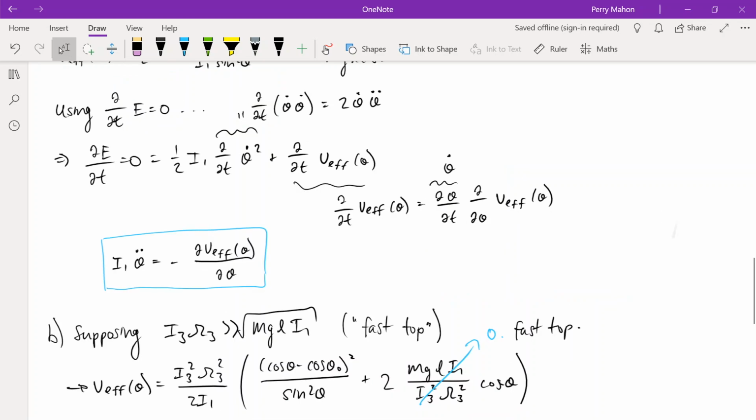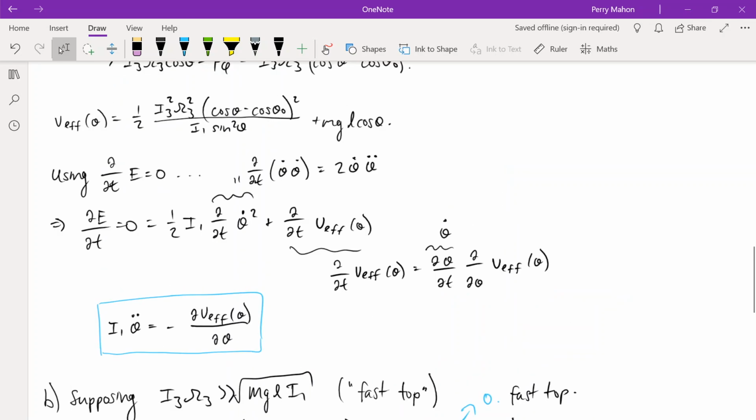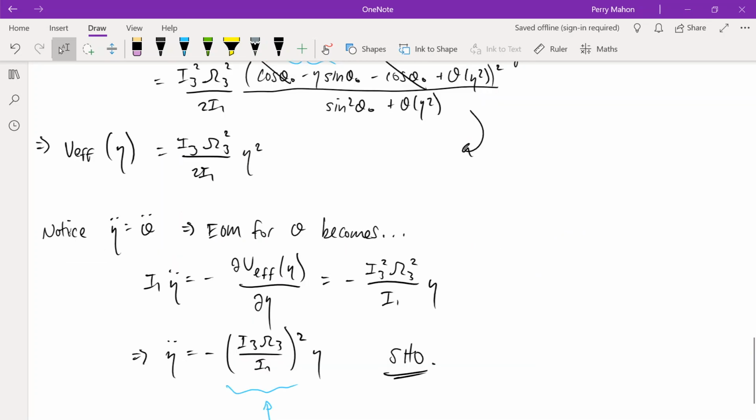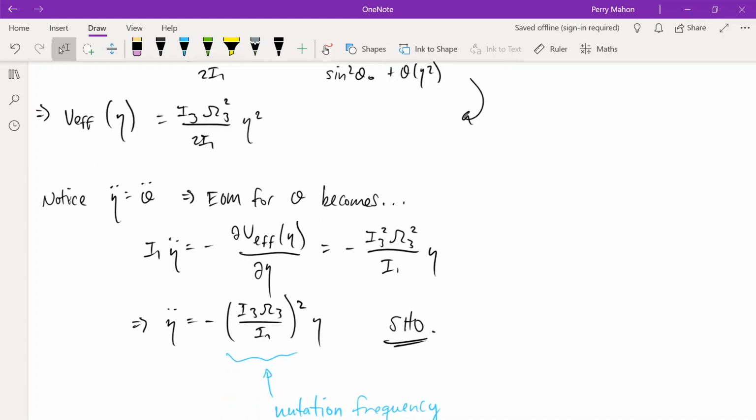So in a sense, these things all decouple from one another. And under this fast top approximation, we see that the dynamics of this Euler angle theta is really like a simple harmonic oscillator, and from that we can identify this frequency.